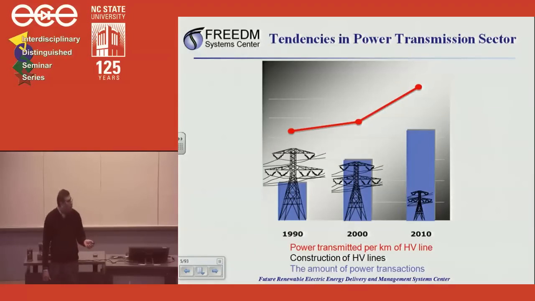So one important thing that we hear about is that the power transmitted per kilometer of high voltage line has just been going up. But the problem is that there are not too many lines being built because of a lot of different reasons. So that means that existing lines have to carry more power because the load is growing and the power consumption is growing. Which brings us to the point that we have to be very careful about rationing power over every line, because we don't want one line to get overloaded while the others are not loaded at all. So that's one of the problem statements.